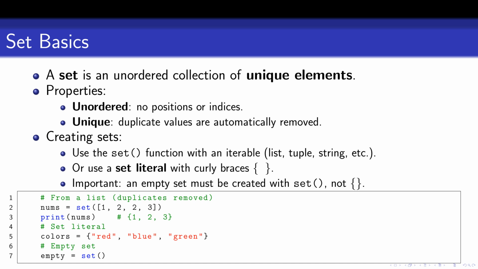Sets are another container type in Python. They are unordered collections of unique elements, meaning that duplicates are automatically removed. Unlike lists or tuples, sets have no indexing or position, so elements cannot be accessed by index. Sets are created either with the set function or with curly braces containing elements. An empty set must be created with the set function, since empty curly braces produce an empty dictionary instead.